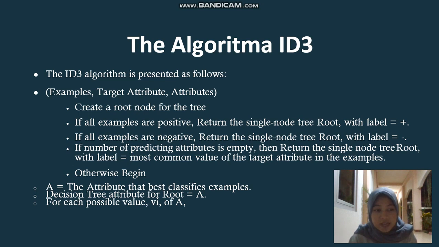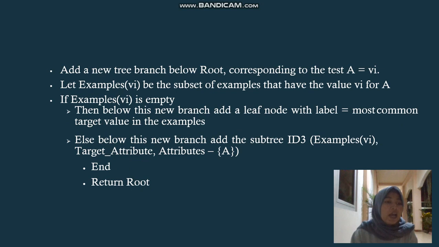Otherwise begin. A, the attribute that best classifies examples. Decision tree attribute for root is A. For each possible value vi of A, add a new tree branch below root corresponding to the test A equals vi. Let examples vi be the subset of examples that have the value vi for A.